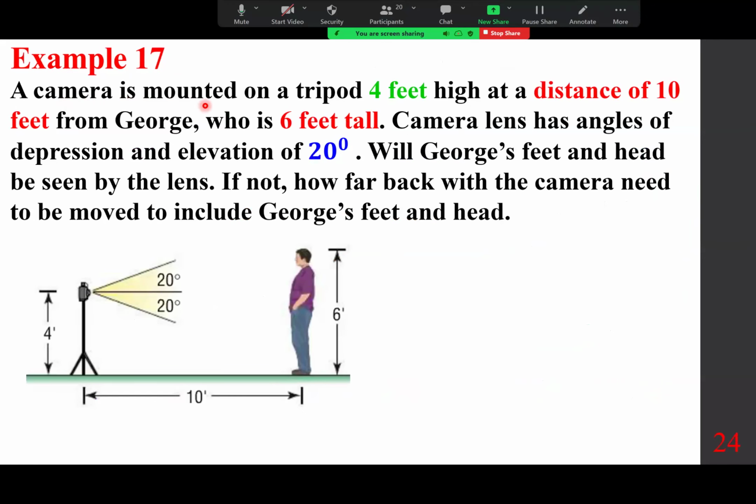Example 17. A camera is mounted on a tripod 4 feet high at a distance of 10 feet from George, who is 6 feet tall. Camera lens has angles of depression and elevation of 20 degrees. This way is 20, this way is 20. Will George's feet and head be seen by the lens? If not, how far back will the camera need to be moved to include George's feet and head?